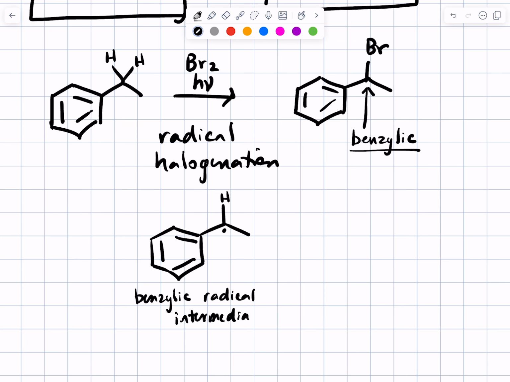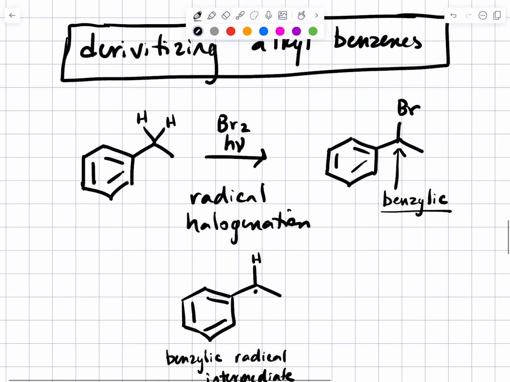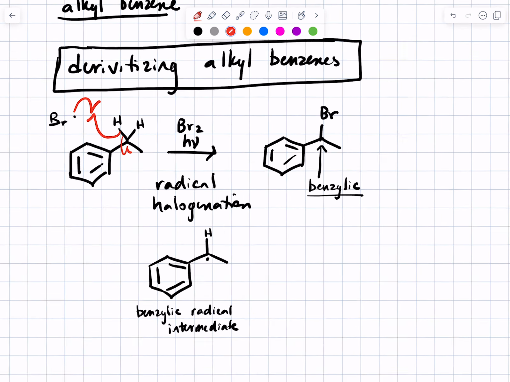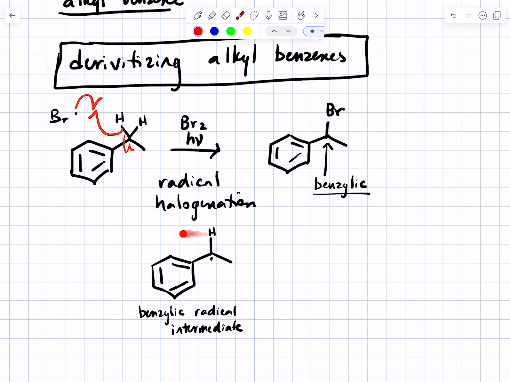Remember that in radical reactions, you usually have some radical, in this case it's probably Br radical, abstract a hydrogen atom from the benzylic carbon like this. And the question is, why is that benzylic radical intermediate more stable than the other options? What do you got?